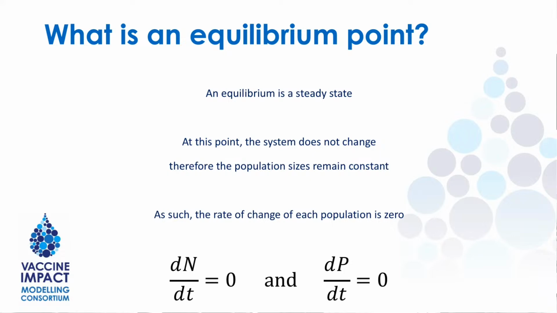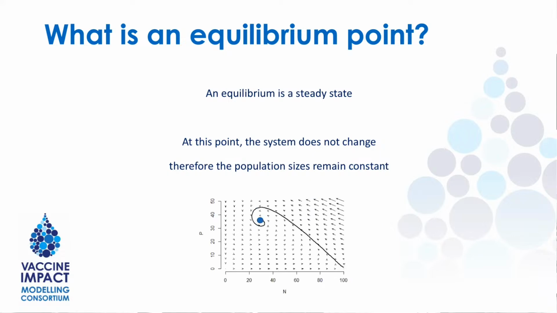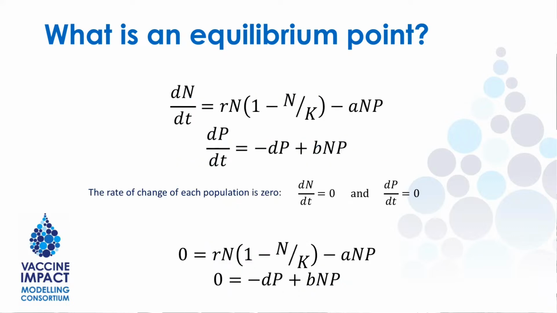Okay. So, what does it look like on the phase diagram? Well, it's here. This blue dot, that is our steady state, and that's what we want to look for when we're exploring our equilibrium point. Okay, so how do we do that? Well, we know that the rate of change of both of our populations at the equilibrium is 0. They're not changing. We're at a steady state.